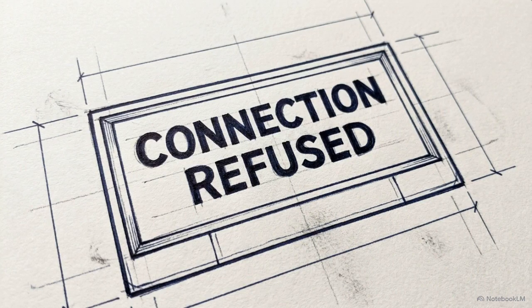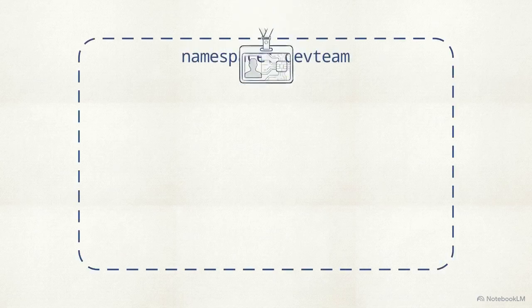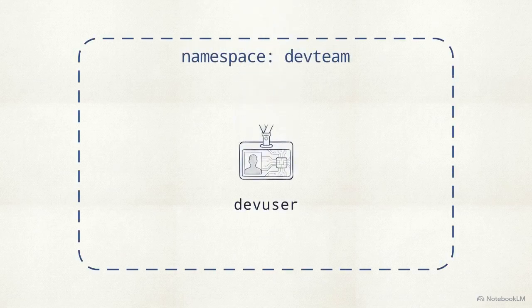If any piece of this triad is misaligned or missing, Kubernetes drops the connection immediately. It will not even look at your role permissions. To provide access for an external developer, we first need to create a highly constrained identity. We execute a command to generate a new service account named devuser, placing it entirely inside the dev team namespace.